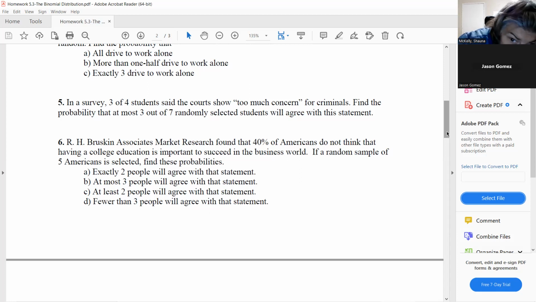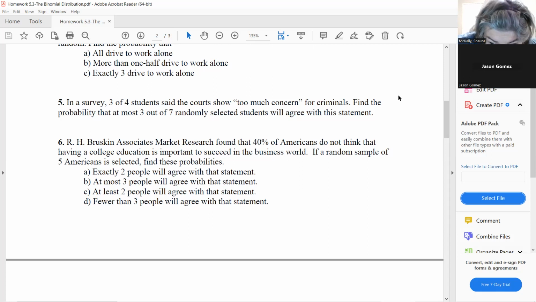Okay, what is my P for number 6? 40%, which is 0.4. Good. P is 0.4. What is my N? N equals 5. 5 people. All right. Now, looking at part A, exactly 2 people. What is my X? 2. And am I going to use binomial PDF or binomial CDF here? PDF? Yes. Very good. So now we just do that.